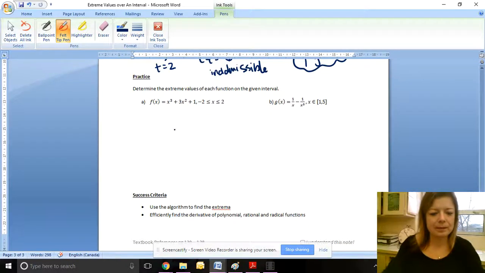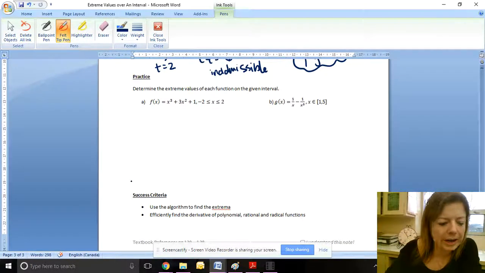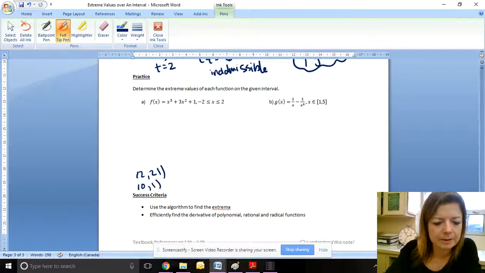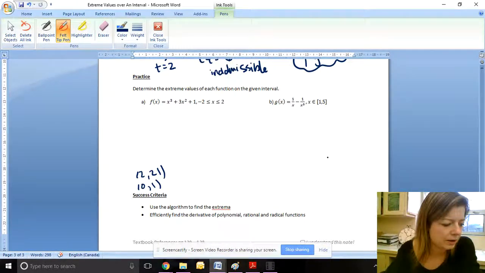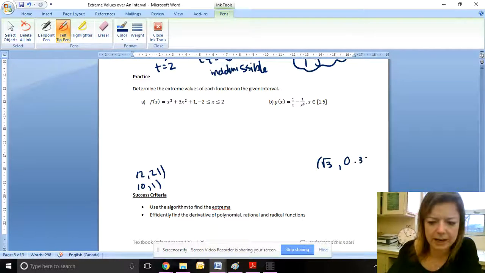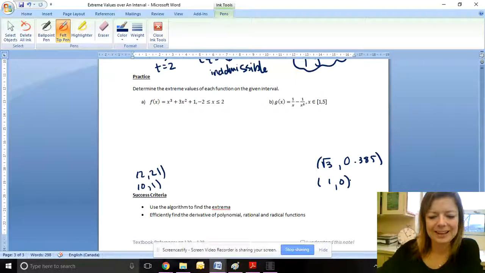So the extreme values for part A, you should get that your max is at 221 and your min is at 0.1. And for this function here, you should get that your max is at root 3, comma, 0.385, I should have kept it in. And the min is at 1, comma, 0. So there you go.